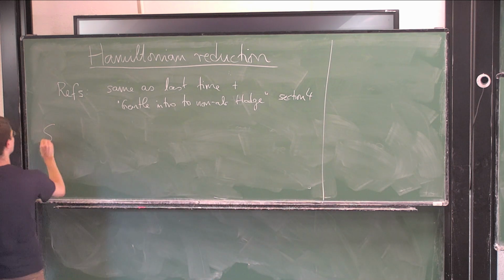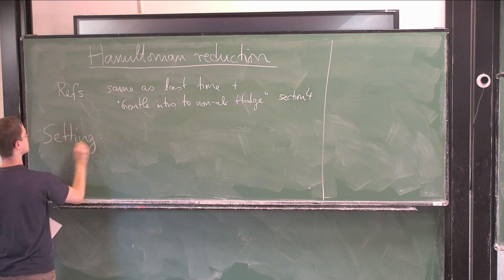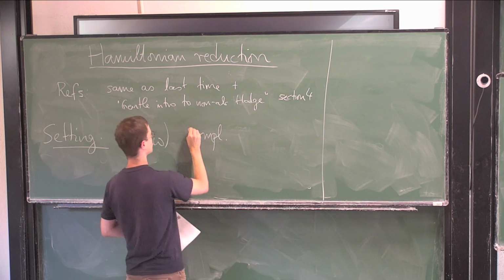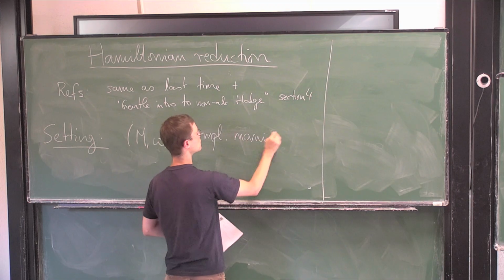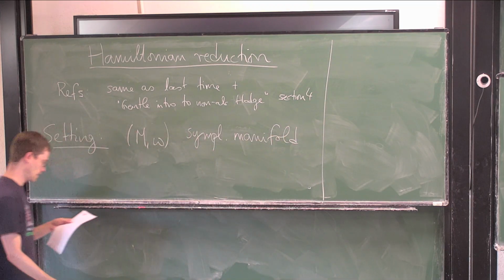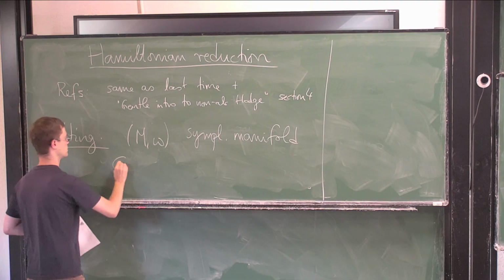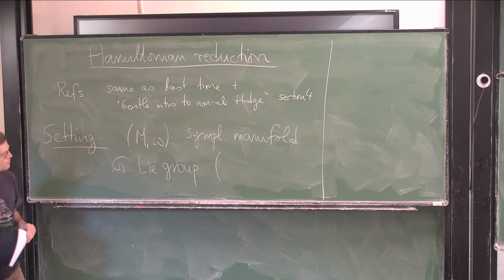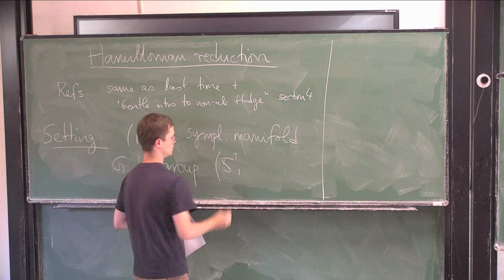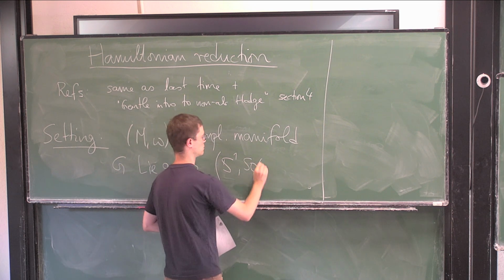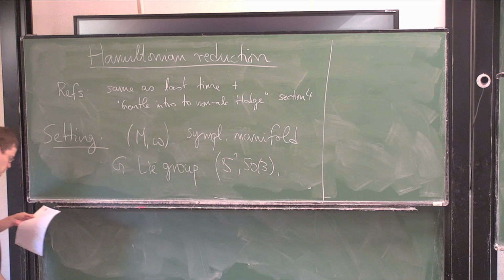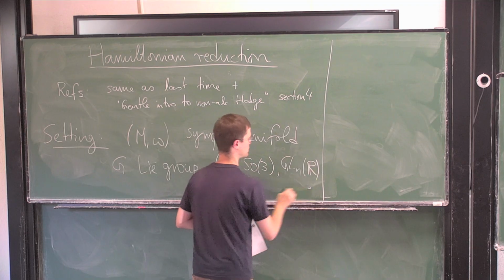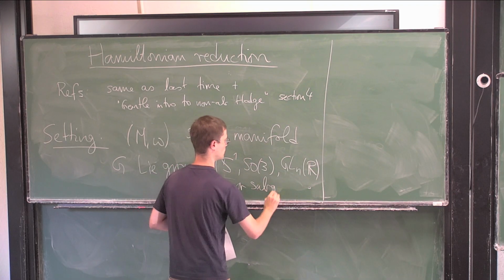Okay, so let's see the setting for today. We'll start with a symplectic manifold, always finite dimensional. And we'll take G, a Lie group. Typically in this lecture it will be S1, it might be SO(3), it might be, what else? GL(n), SL(n), R, or subgroups. But typically it will be some matrix group.